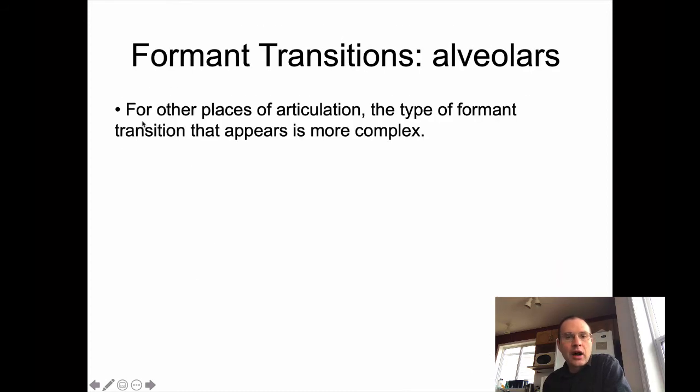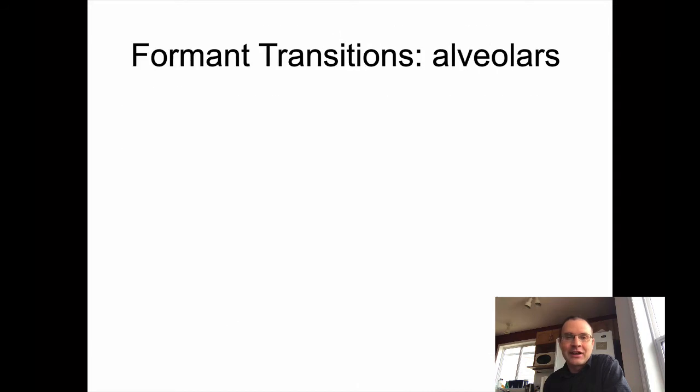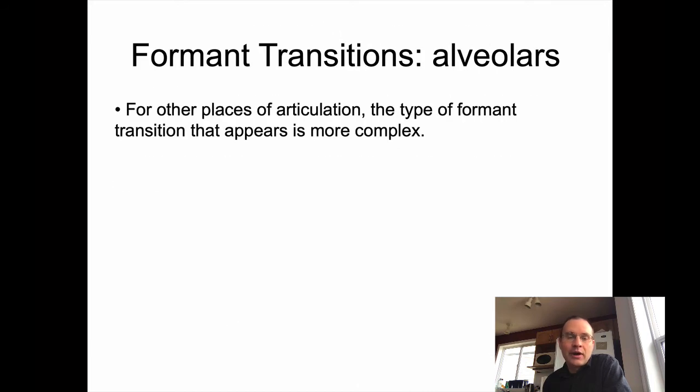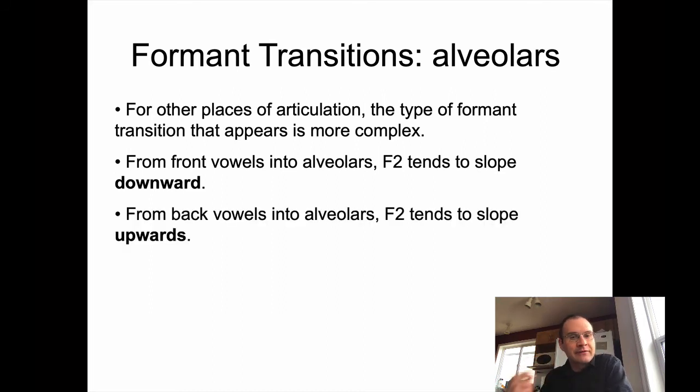Okay, alveolars, and also for velars, the transition cues are more complicated. This is the easiest one, so I'm giving you that first. For alveolars, what happens is that for front vowels into an alveolar stop, we're going to look at the F2, how that changes, and that will tend to slope downward into the alveolar stop. And then we get the opposite pattern if we're looking from a back vowel into an alveolar stop. So F2 is going to slope upwards. So this is contextually based.